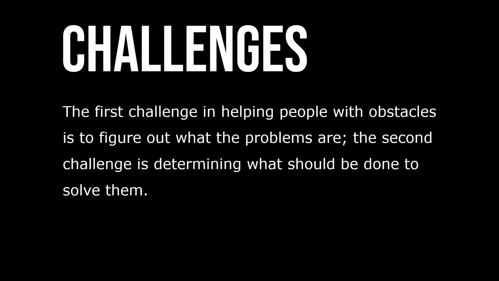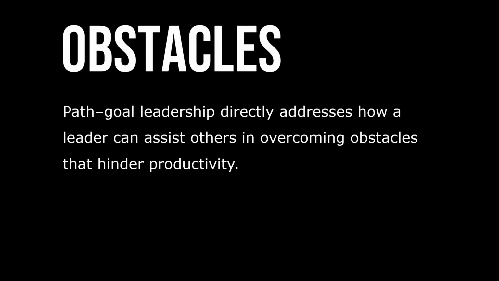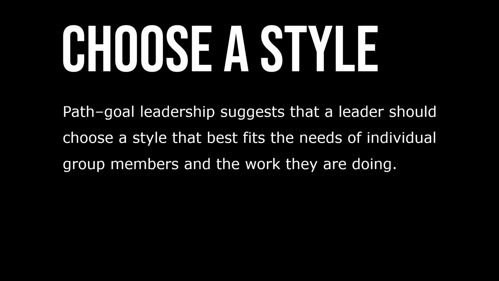The first challenge in helping people with obstacles is to figure out what the problems are. The second challenge is determining what should be done to solve them. Path goal leadership directly addresses how a leader can assist others in overcoming obstacles that hinder their productivity. Path goal leadership suggests that a leader should choose a style that best fits the needs of individual group members and the work that they are doing.